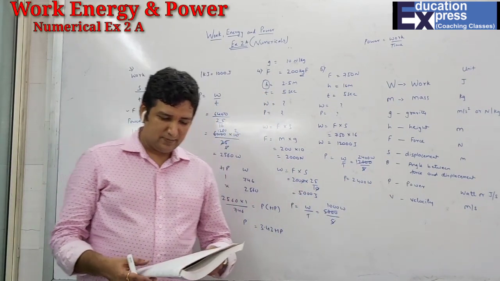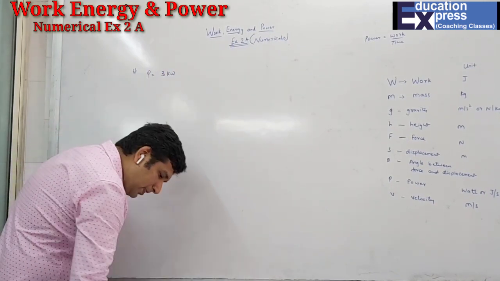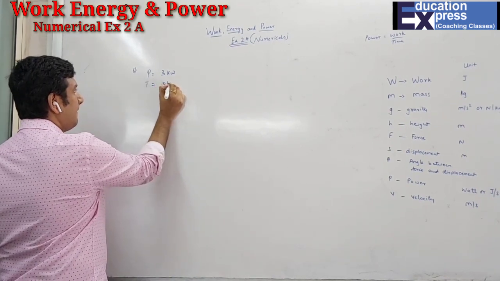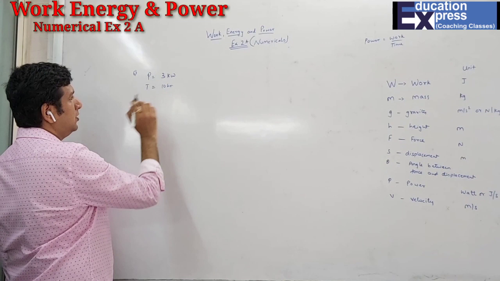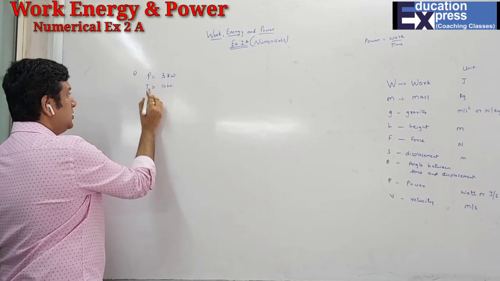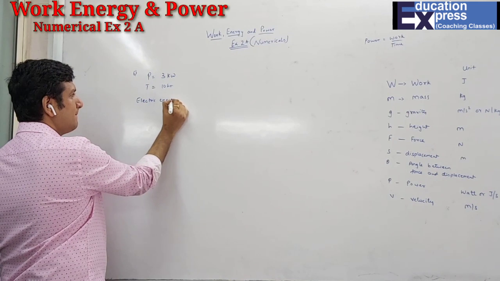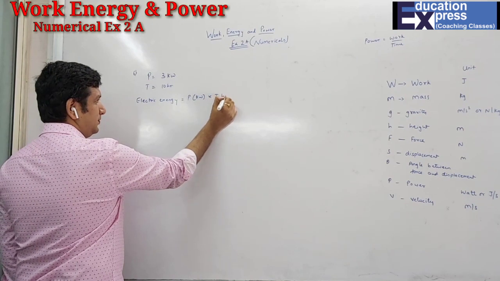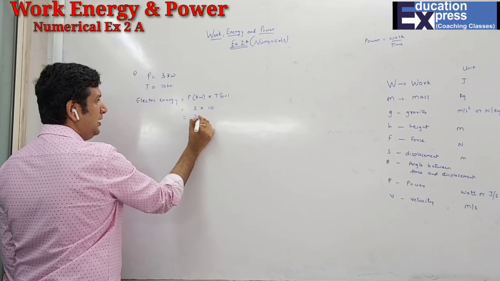Now let's start with question number 6. An electric heater of power 3 kilowatt is used for 10 hours. How much energy does it consume? Students, I have told you about energy. So here power is in kilowatt, time is in hours. So we have to find electric energy. The electric energy is power in kilowatt and time in hours. So power is 3, time is 10, 30 kilowatt hour.